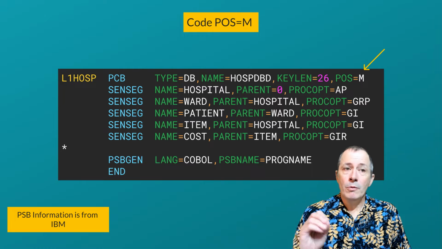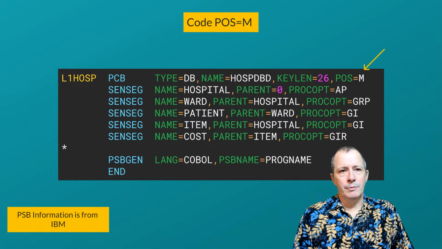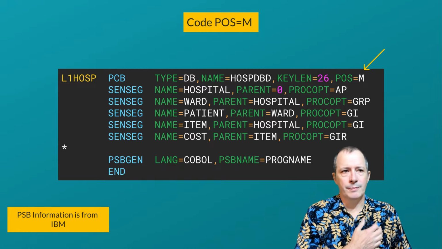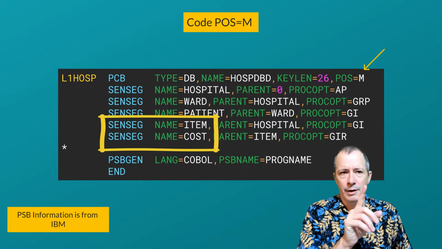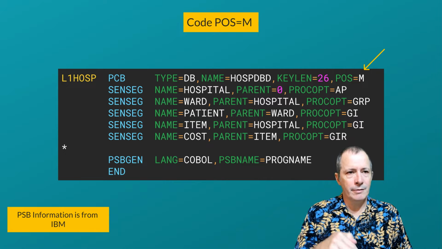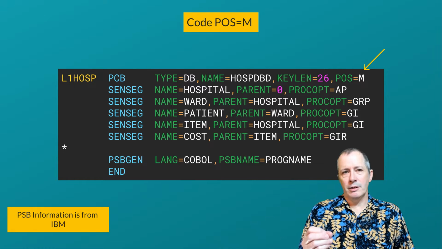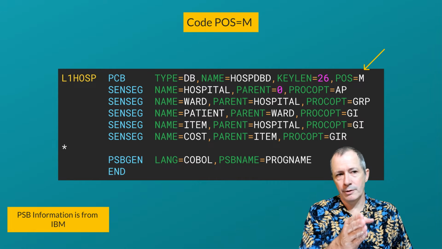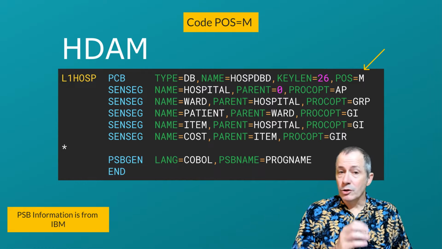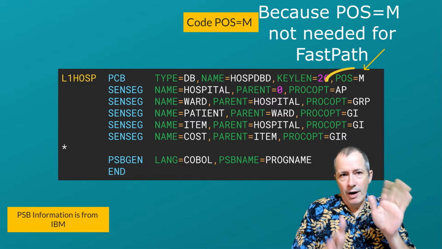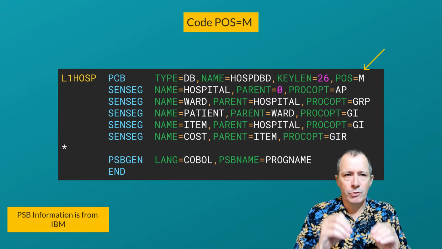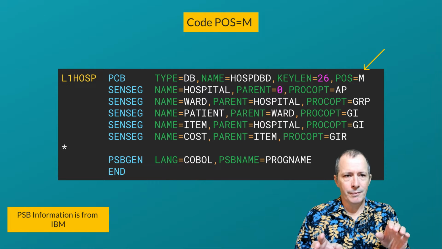This is an example program communication block for the hospital database shipped with IMS by IBM to assist in the validation of the installs of IMS releases. I added the item and cost segment to this PCB so that there would be two hierarchical legs for the PCB. For the purpose of this example, the hospital DBD is a full function HDAM database. The position equal M keyword value pair was added to the PCB level. That tells IMS that we want IMS to track positions at each hierarchical leg.